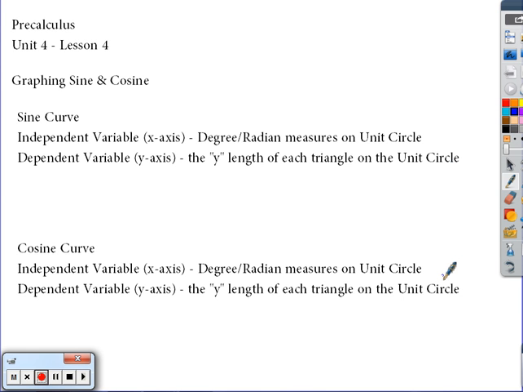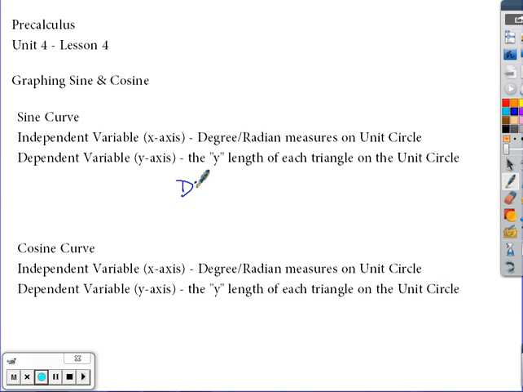The cosine curve, the independent variable is still the x-axis, and that's degree or radian measures on the unit circle. The dependent variable is the y-axis. Sometimes people get confused about this, because they say, well, isn't cosine x? Well, yeah, but we're going to use those x values as the dependent variable because we're using the degrees and radians as the independent. A couple other items of note here that we haven't really talked about yet.